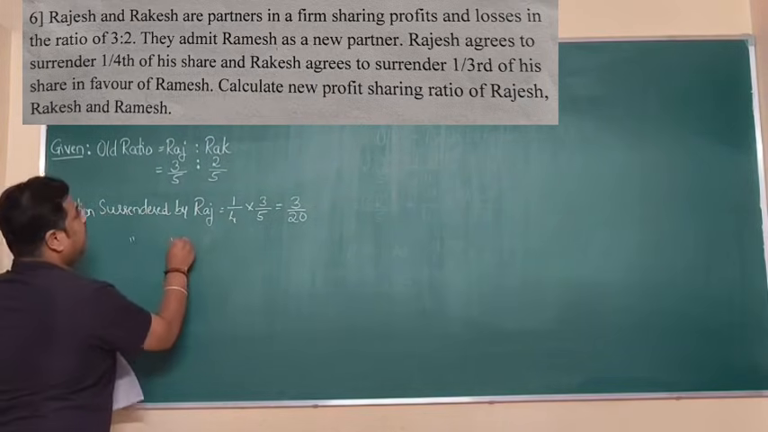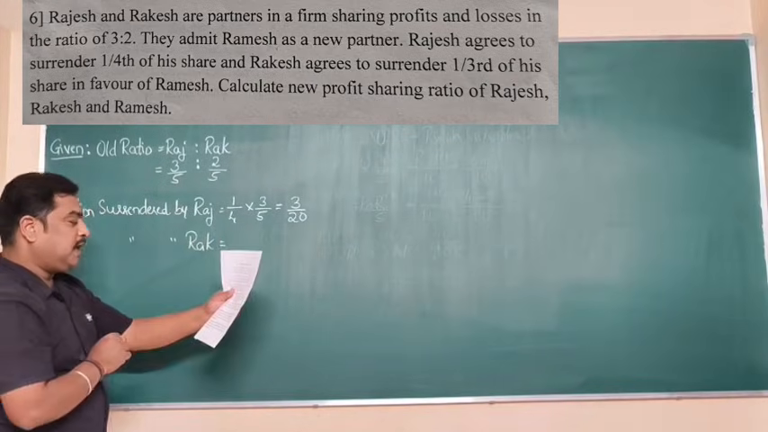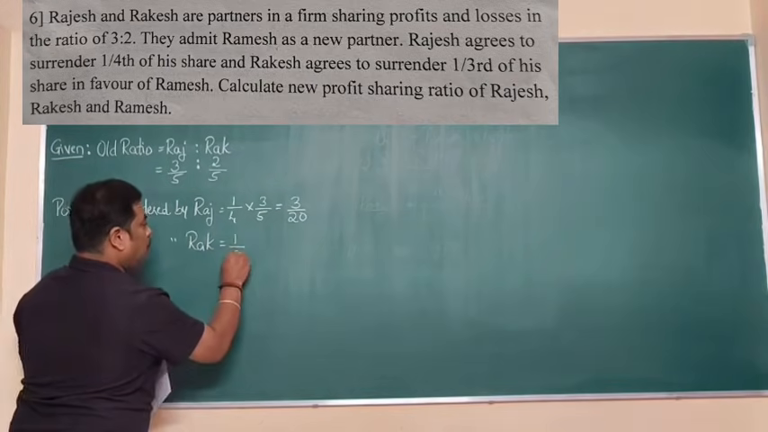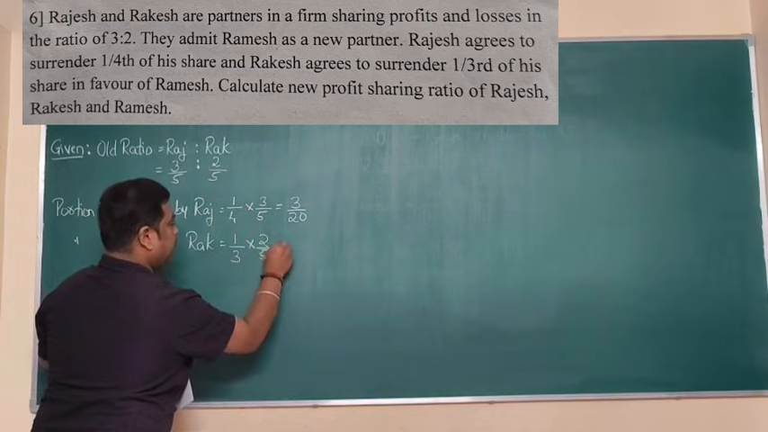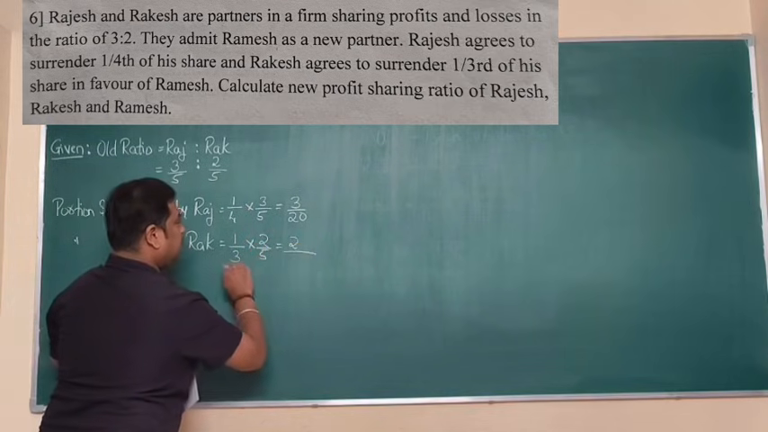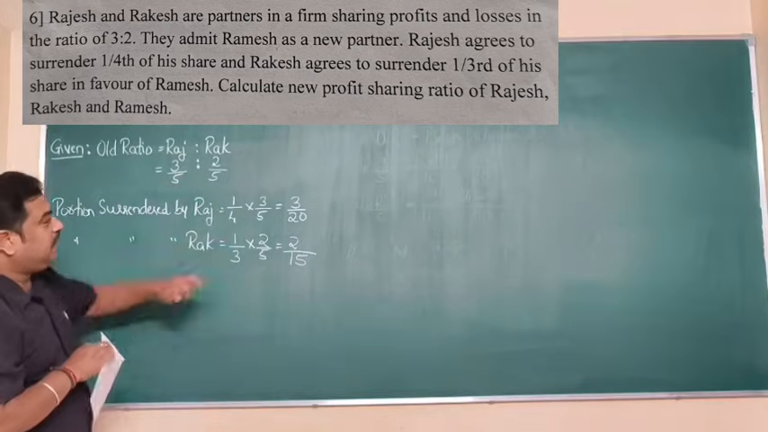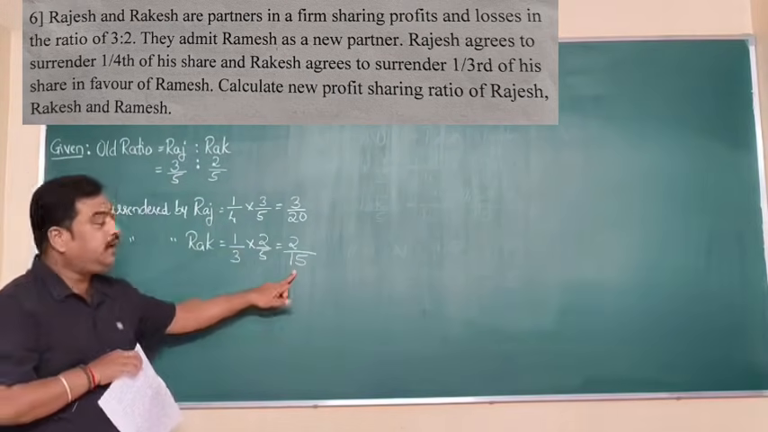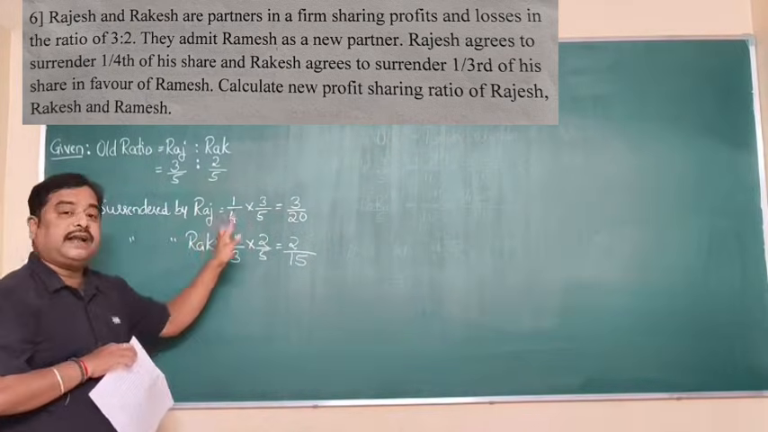Similarly, the portion surrendered by Rakesh. How much is Rakesh surrendering? 1/3 of his share. 2 by 5. 1 2s are 2, 3 5s are 15. So what are this 3 by 20 and 2 by 15? These are the portions surrendered by Rajesh and Rakesh.